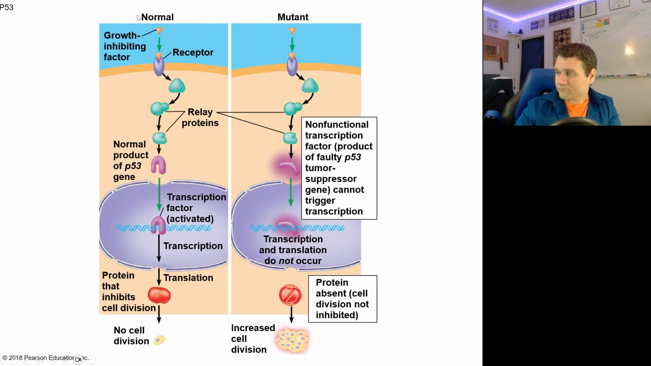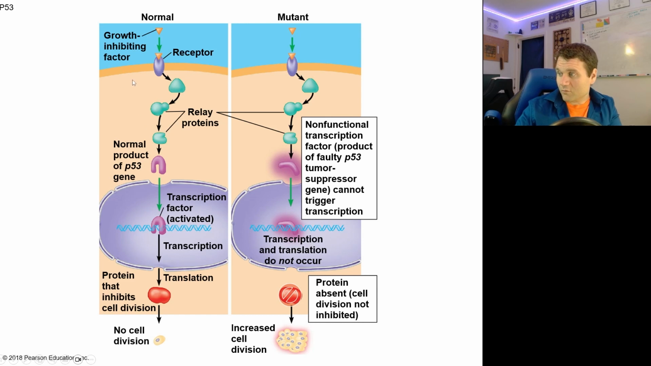Another example, this is where contact inhibition really comes up. We have a growth inhibiting factor. So some cell next to this one said, hey, stop dividing. I don't want you to do any more divisions. We have all the cells we need right now. And in the normal process, the receptor will receive it. It will go through a series of relay proteins, and they will activate this molecule, which is called P53. It's a tumor suppressor molecule. It's a growth suppressor molecule. And then the transcription factors will be activated, which then create another protein which inhibits cell division.